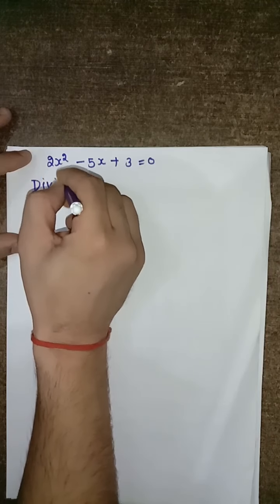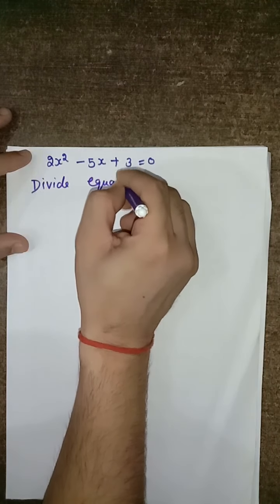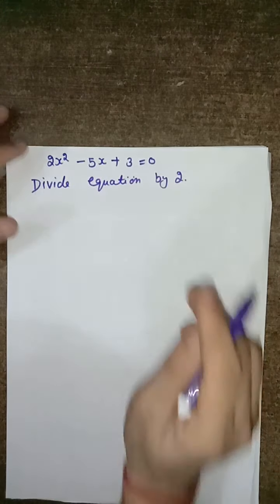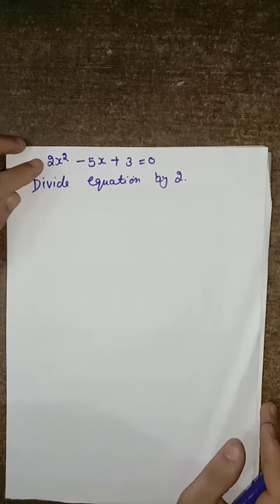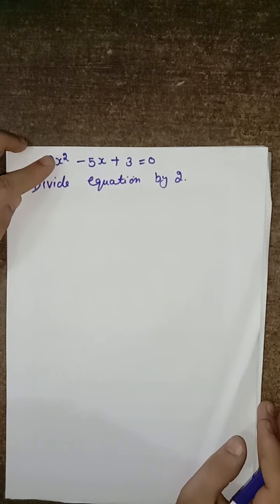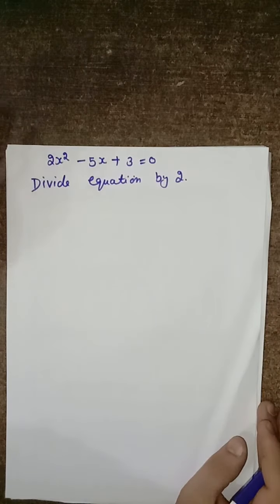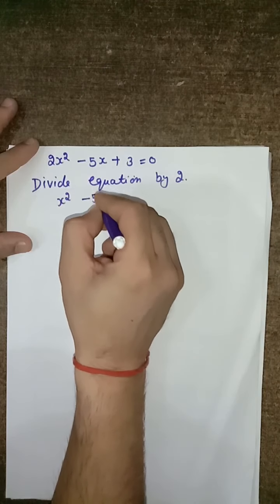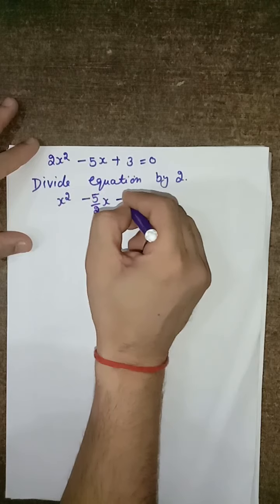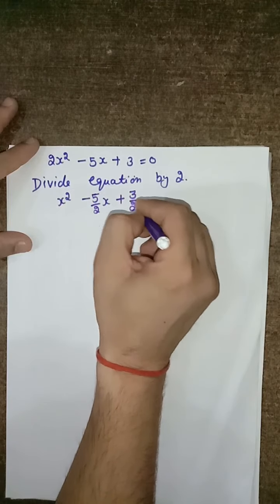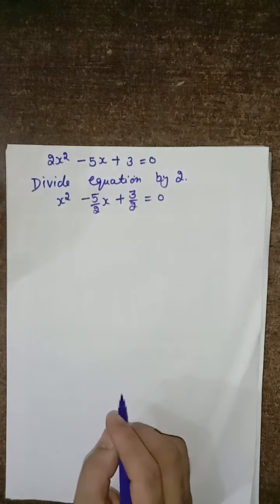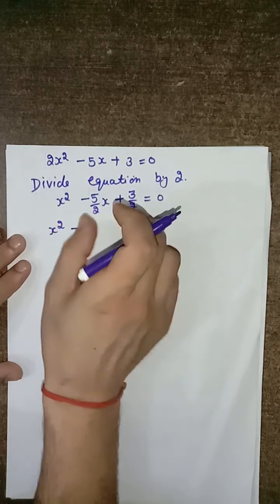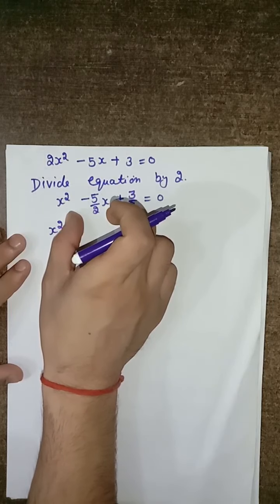Divide the equation by 2. Why are we dividing by 2? So that our coefficient of x square becomes 1. This will become x square minus 5 by 2x plus 3/2 equals 0. And now this is x square, and here we have 2ax.